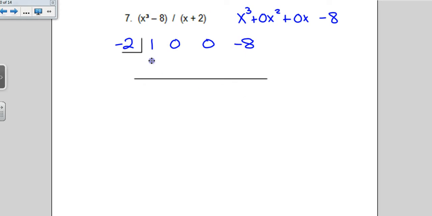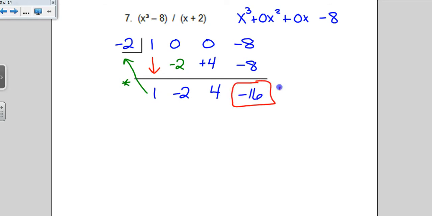So our first step, once we have it set up, is to bring down the first coefficient, which is a 1. And then we are going to multiply, add, multiply, add, multiply, add. So 1 times -2 gives us a -2. And when I add up that column, I get a -2. And now I do it all over again. So -2 times -2 gives us a +4. And when I add up that column, I get a +4. Do it all over again. 4 times -2 gives us a -8. But be careful here, when you add up this column, they don't cancel. You get a -16.